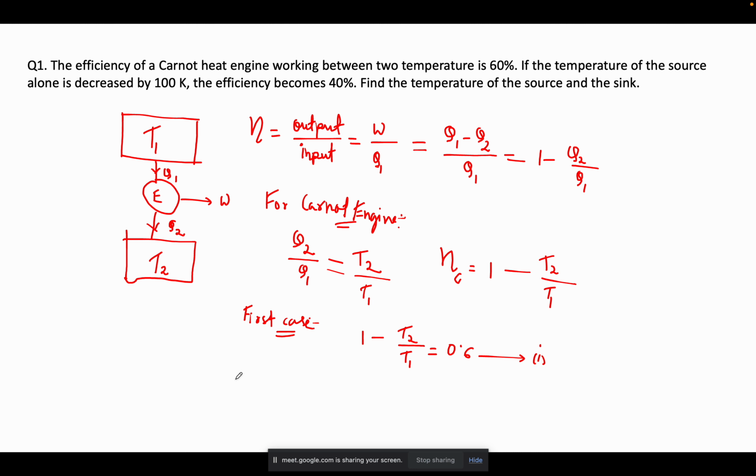Okay. Now second case. In the second case what happens is that you are decreasing the temperature of the source. The temperature of the source you are decreasing by 100 Kelvin, and then the efficiency becomes 40%. That means in the second case 1 minus T2 by (T1 minus 100) will give you 0.4. Now we have two equations and two unknowns. If we solve these two equations, we will get the values of T1 and T2. Okay.